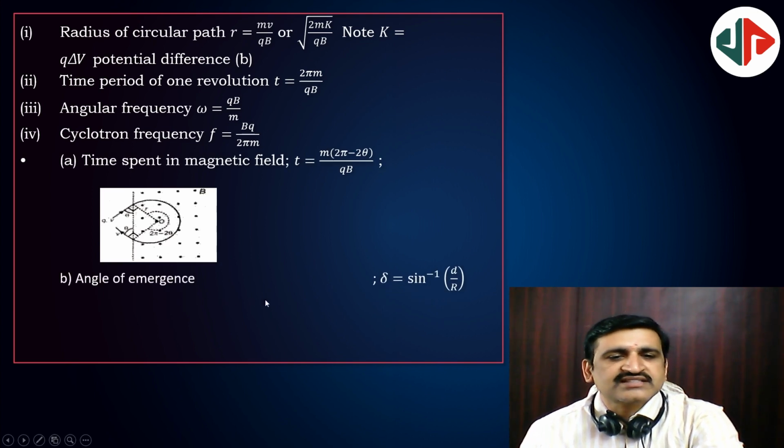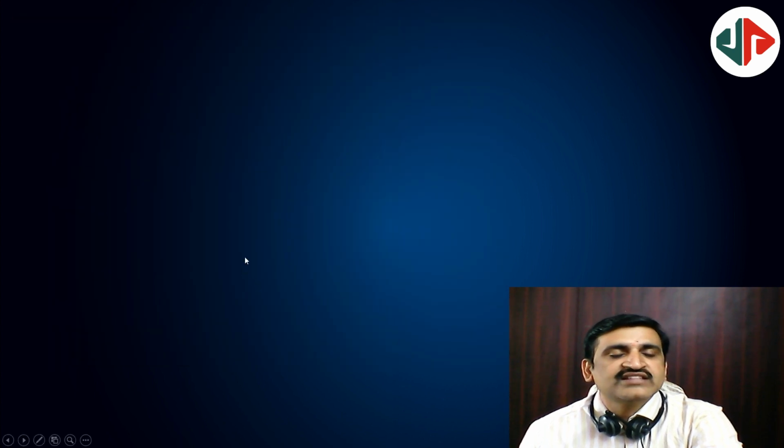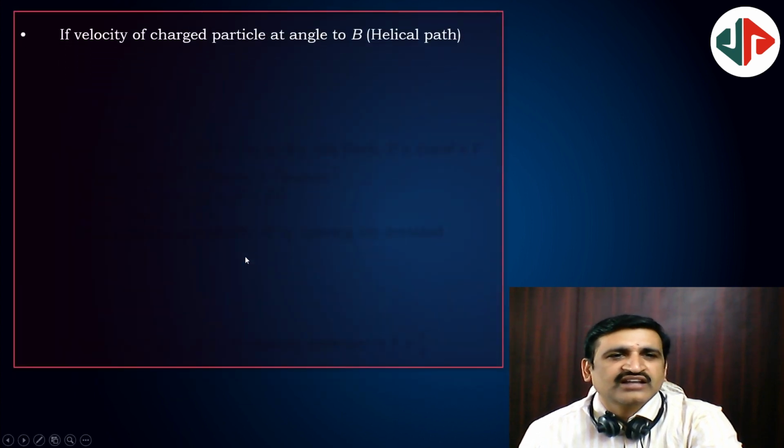Angle of emergence delta is equal to sin inverse d by r, when an insufficient field is there. Otherwise that will be 2 pi minus theta only.